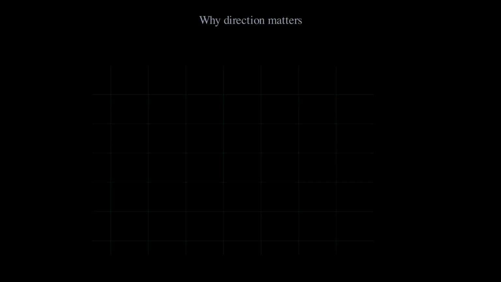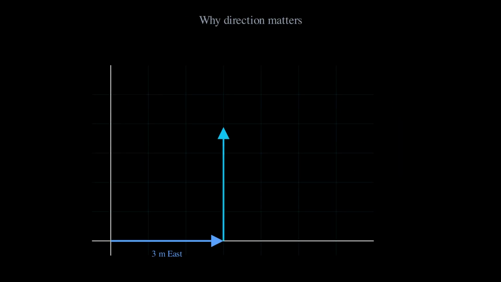Think about it this way. You walk 3 steps east, then 4 steps north. The total distance you travelled is 7 steps. But your displacement, how far you are from where you started, is not 7. It is 5. Because displacement is a vector, and you must use the Pythagorean theorem.